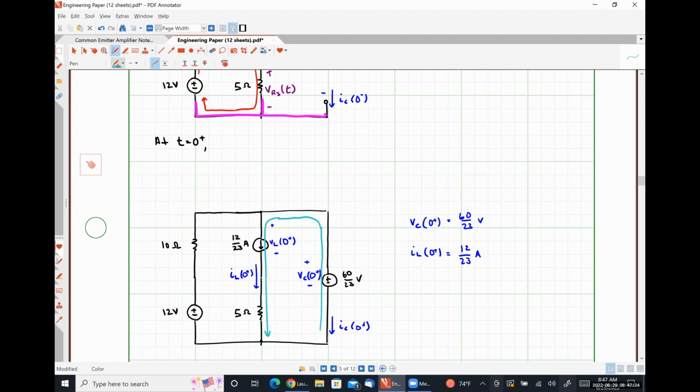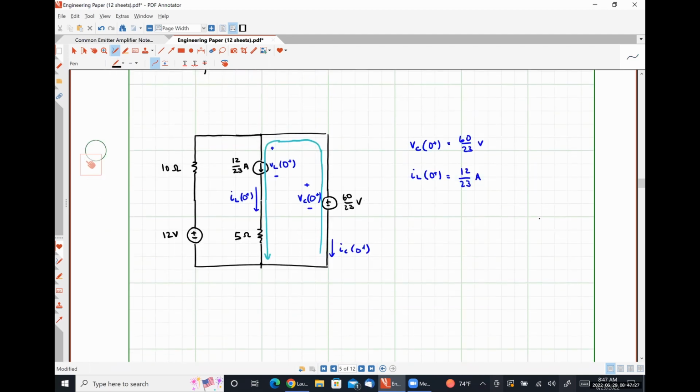Okay? So writing that KVL equation, we're going to have negative 60/23 volts plus VL at 0 plus plus 5 ohms times 12/23 amps is equal to 0. Well, 5 ohms times 12/23 amps is 60/23 volts. So from this, we can see that VL at 0 plus is 0 volts.